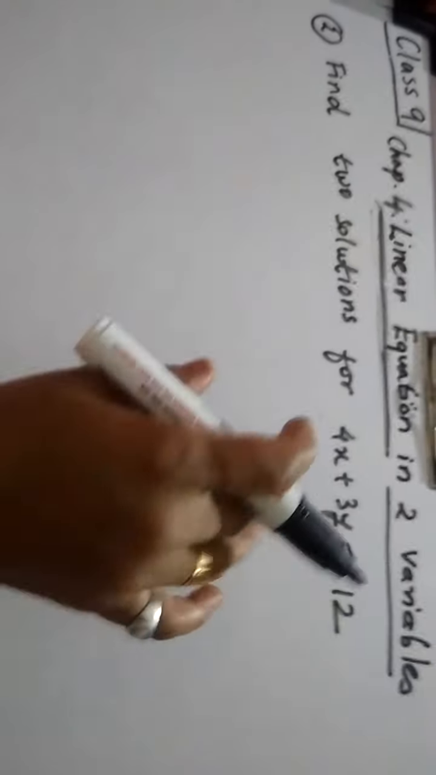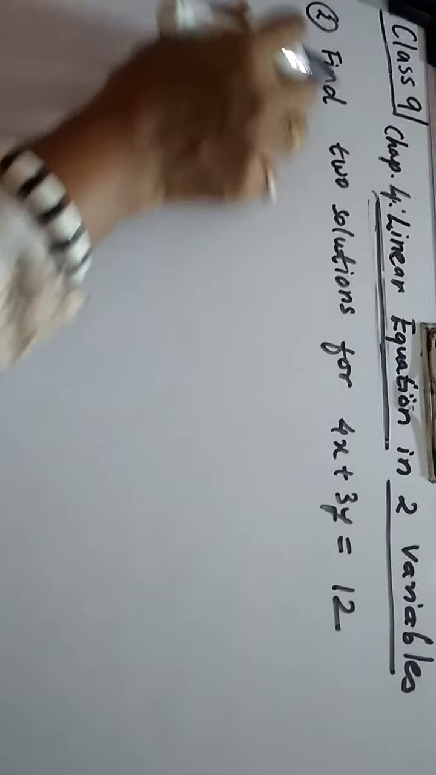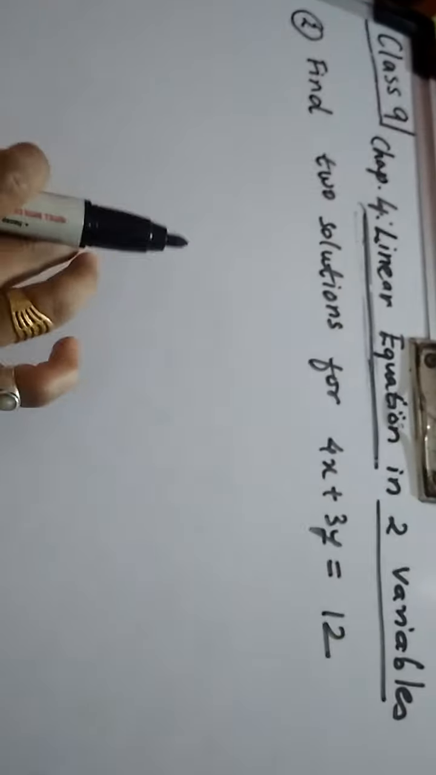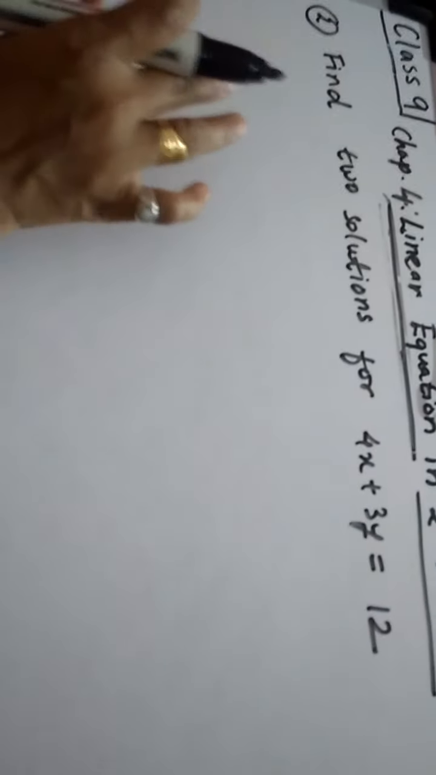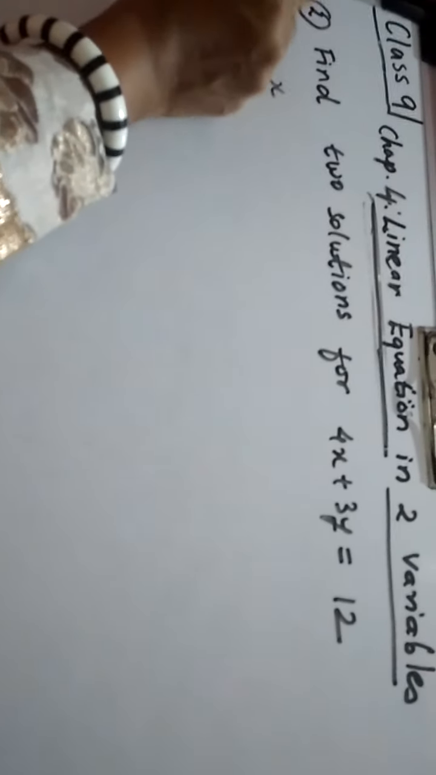Okay, students. Yesterday we saw an example and found 4 solutions. Now we will see one more example. We have to find 2 solutions for 4x plus 3y is equal to 12. Okay. Now, how are we going to proceed? Just like yesterday, the simplest way is we put the value of x is equal to 0.